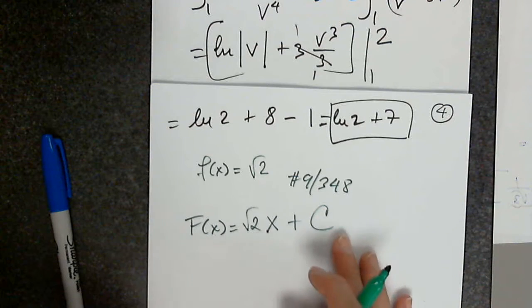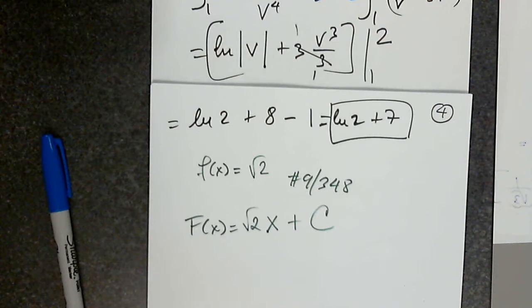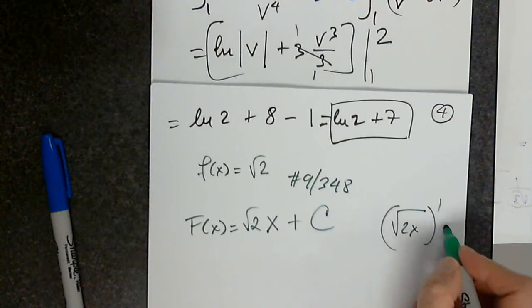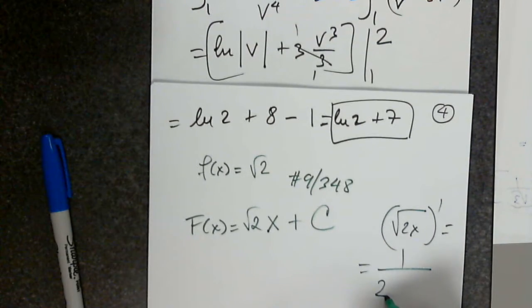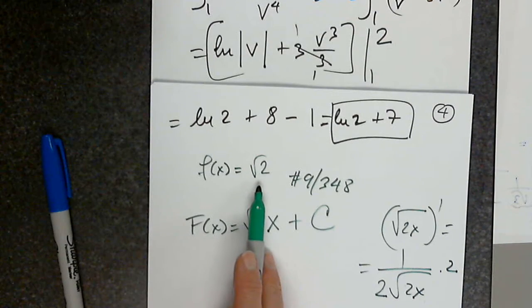When you differentiate this, you get the square root of 2. Is the x inside the square root or outside? Very good question. It cannot be inside the square root because look, if I write this, when I differentiate it, I get 1 over 2 the square root of 2x times 2. And I don't get this as the answer.